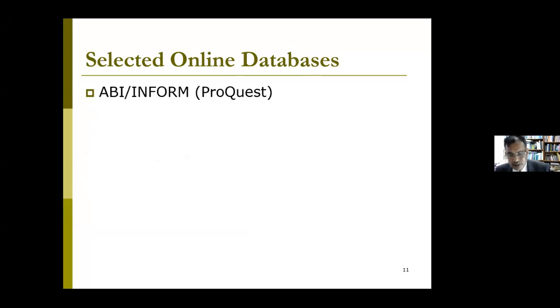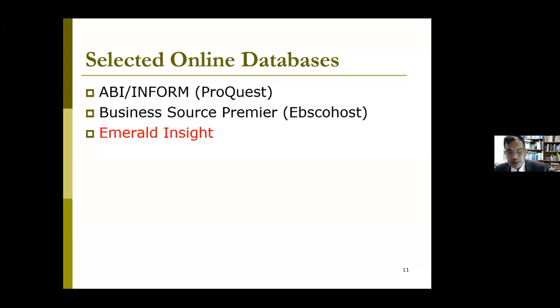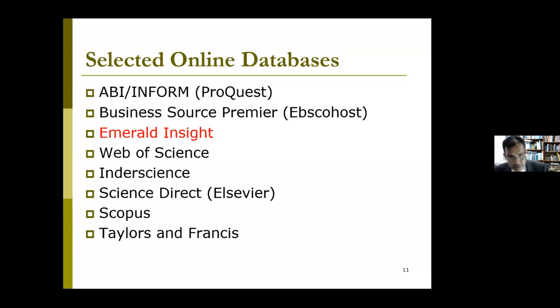Selected online databases. Our universities, my university also, your university might be subscribing to some databases related to business or economics or accounting. One of them is ABI Inform, or we call ProQuest, Business Source Premier, EBSCOhost, Emerald Insight, Web of Science, InterScience, Science Direct, Scopus, Taylor and Francis, Wiley, Sage. I've already mentioned some of them. So these are very credible online databases. Now, due to financial issues, our university used to subscribe to most of them, our International Islamic University, Malaysia. But due to budget issues, we have discontinued many. But still, we are subscribing to Emerald Insight, and some of the others.